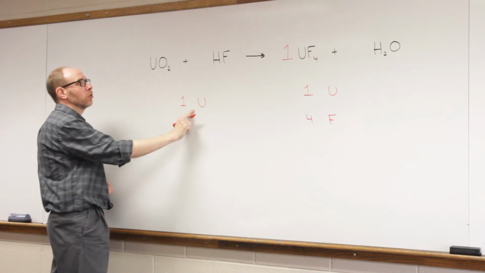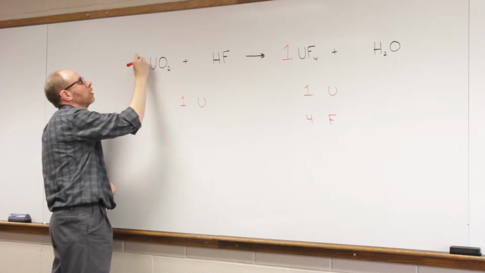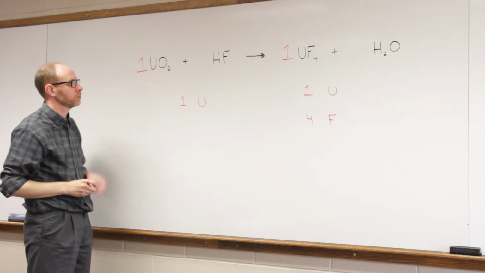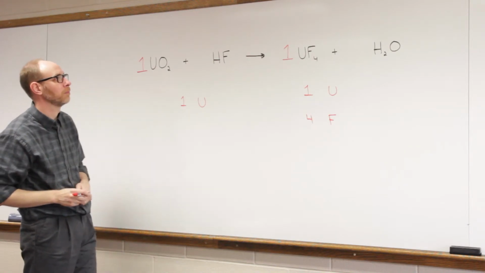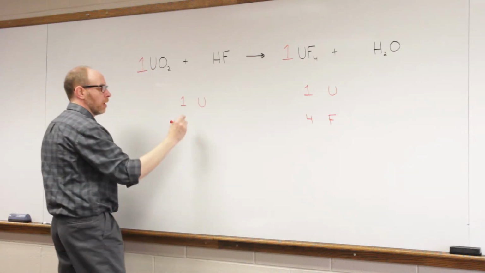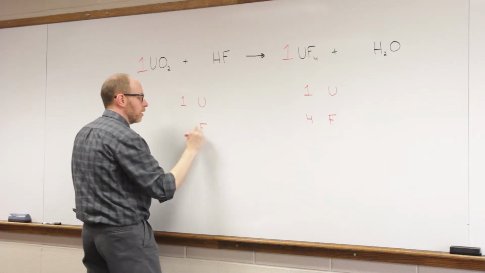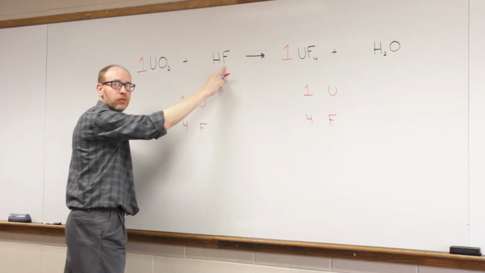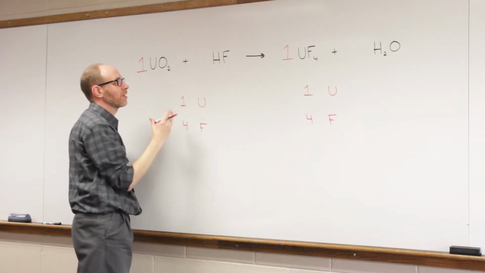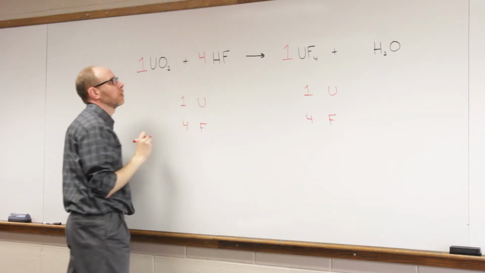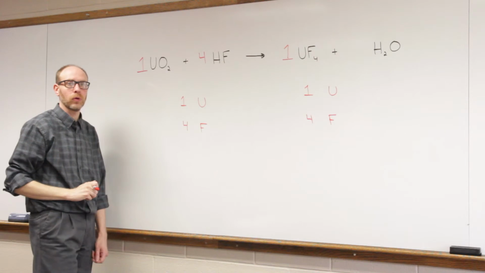So how do I get 1 uranium atom over here? Well, I put a 1 in front of that UO2. That gives me 1 uranium atom. Also fluorine. I've got 4 of them here. I better end up with 4 fluorine on this side. And so HF, that's my only source of fluorine on this reactant side of the equation. I need 4 fluorine. I'm going to put a 4 there to give me that 4 fluorine.